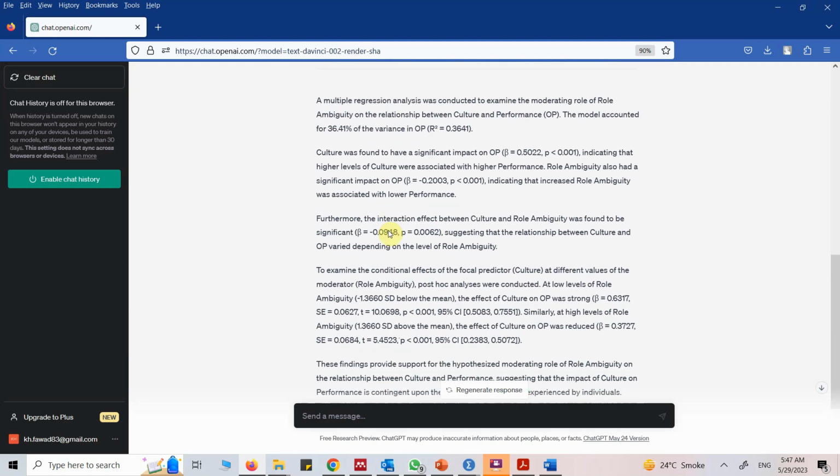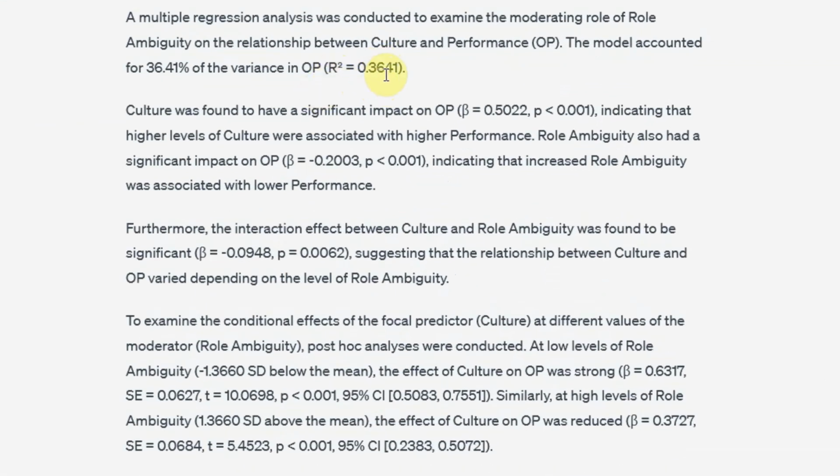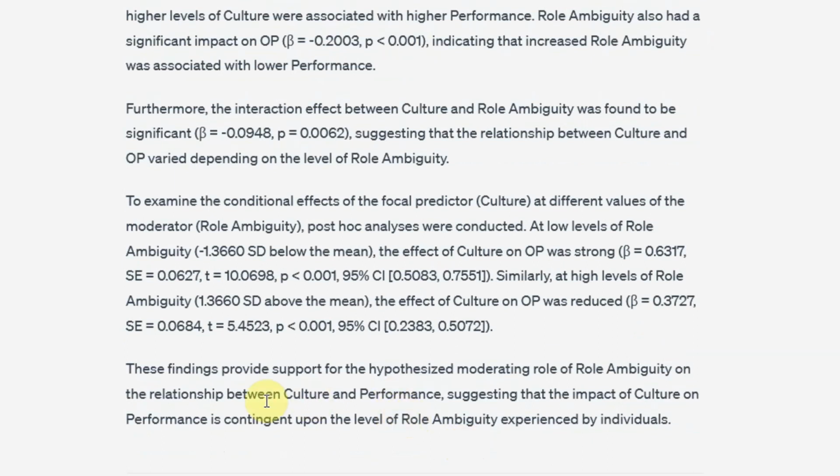Yes, it makes sense actually. So multiple regression analysis, obviously, so 36.4% of the variance is being explained by the three predictors. The culture was found to have a significant impact on OP, and then role ambiguity was also significant. And furthermore, the interaction was significant. And this suggests that the relationship between culture and OP varied depending on the level of role ambiguity. Yes, there is moderation. To examine the conditional effects of the focal predictor at different levels of the moderator, here are the results. And these findings support the hypothesized moderating role of role ambiguity on the relationship between culture and performance.